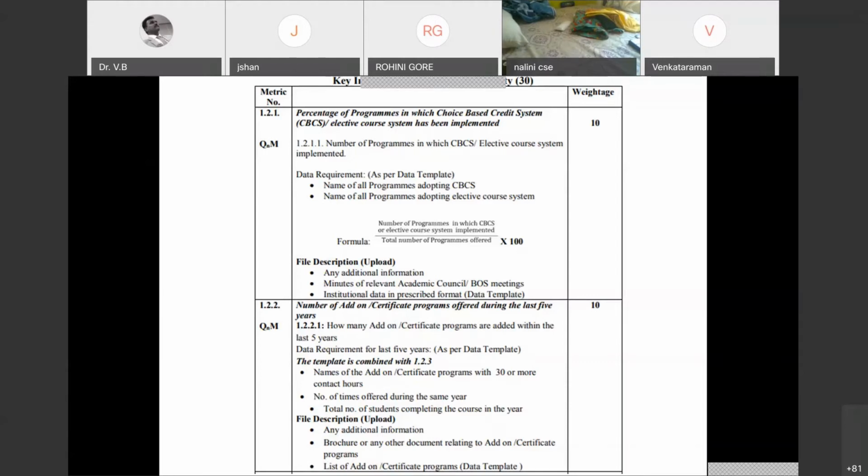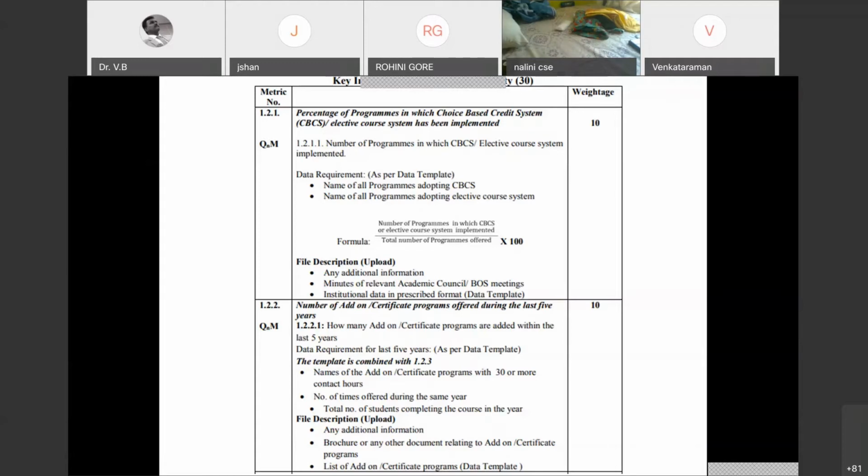So that is one thing that we can use, where sensitive data or sensitive documents which cannot be uploaded on the website can be password protected. So that completes 1.2.1. Coming to the next metric, 1.2.2. Number of add-on certificate programs.